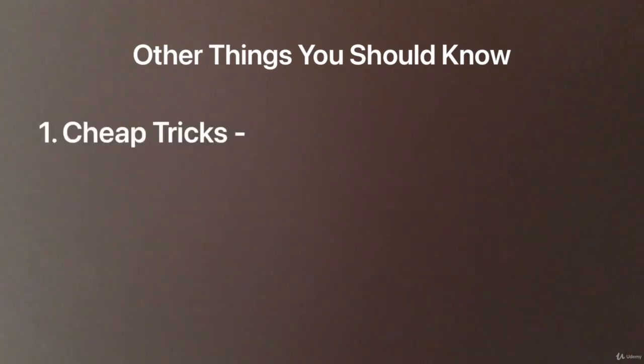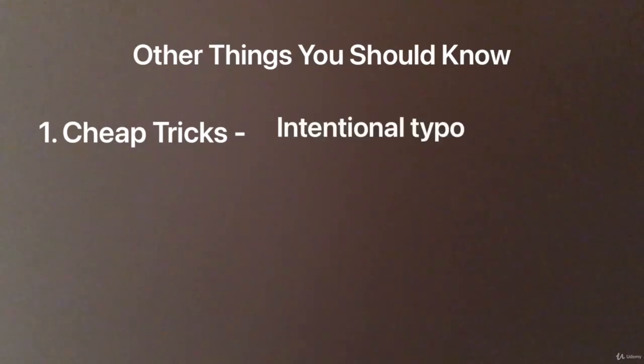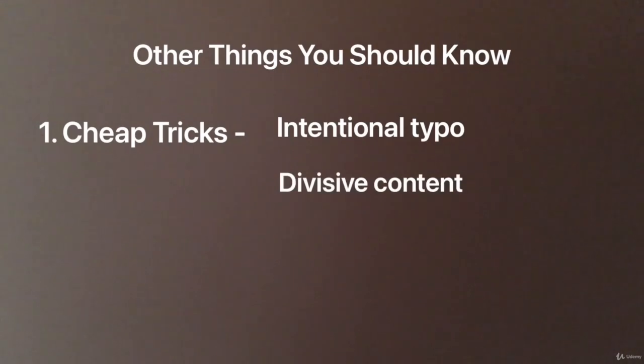Before we wrap it up, there are a couple of other things I'd like to share with you regarding going viral. Rather, these are some things to be aware of. Cheap tricks. There are, of course, tricks that one can use to boost engagement and the chances of going viral. One such example is the intentional typo. Intentional typos are an easy way to get grammar Nazis to engage. Divisive content also works, as people will either comment to support or to condemn.